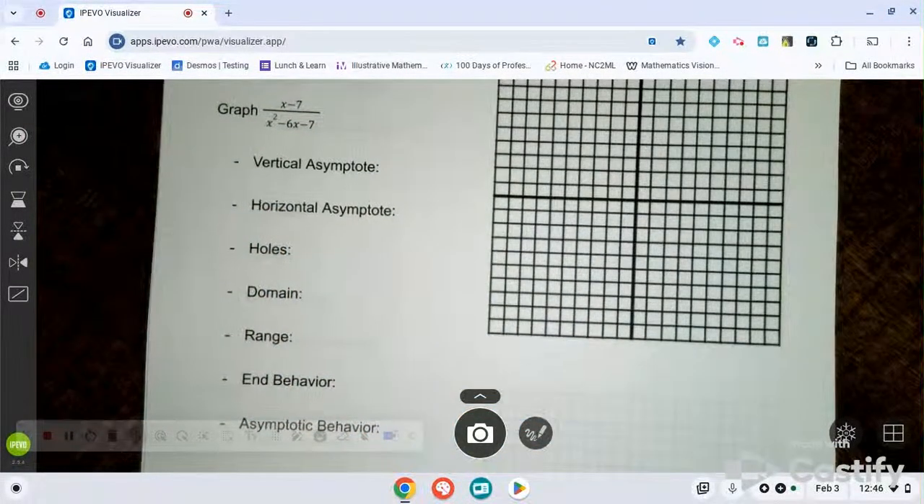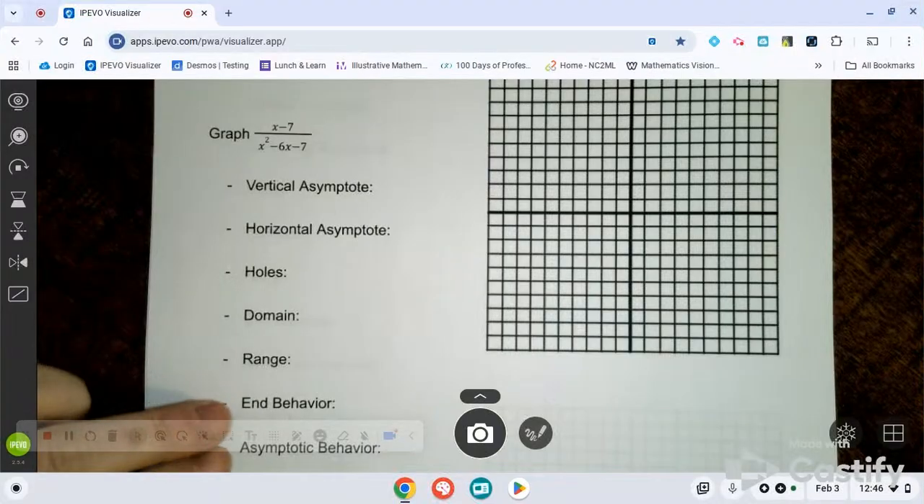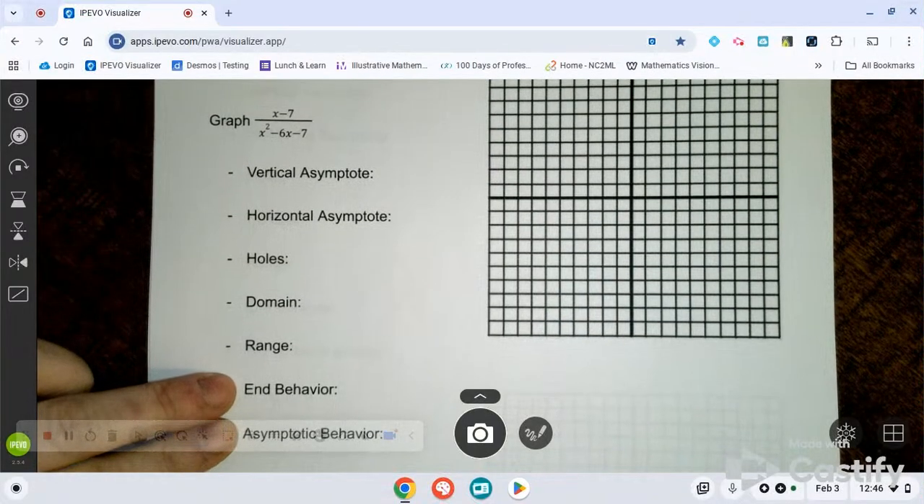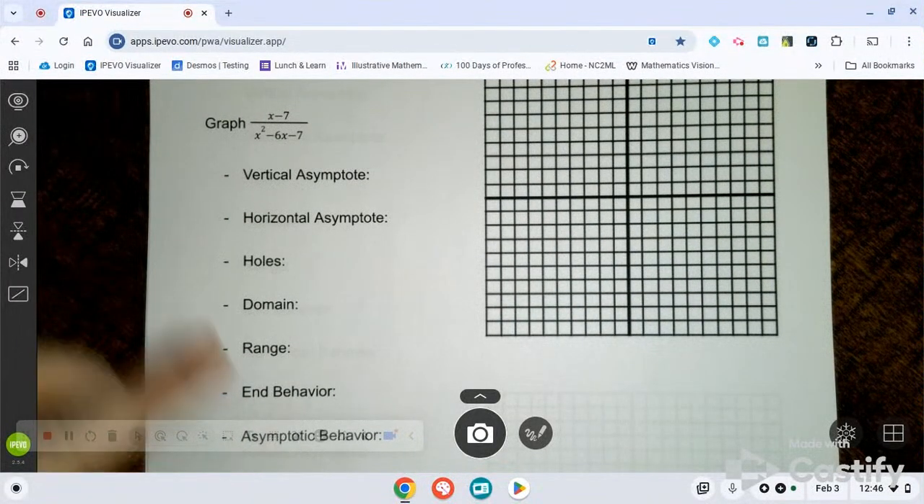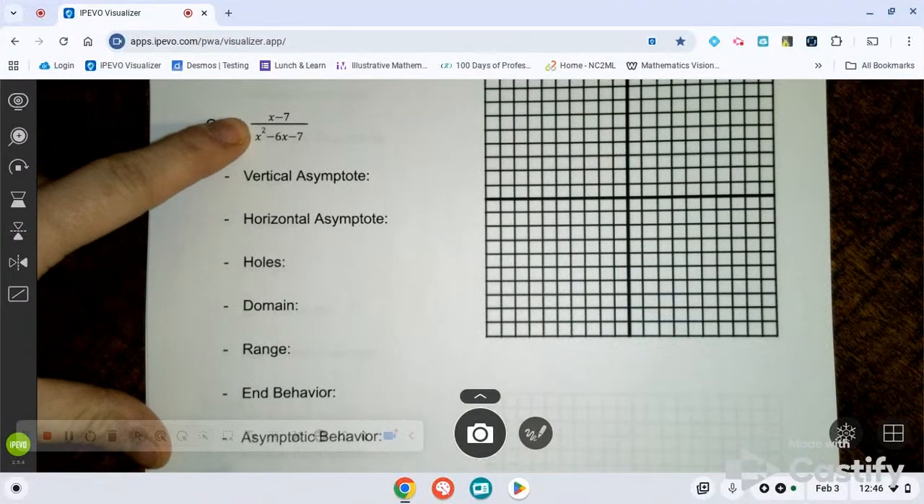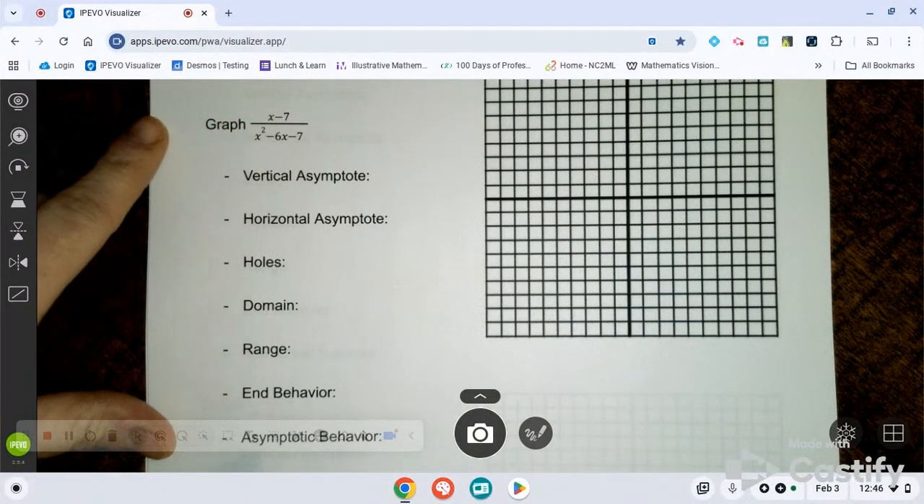Oops, we're going to start talking about analyzing these graphs and figuring out how to explain the domain and range and these two behaviors here at the bottom of the page. Those are going to be our new things that we're adding in. So before I can start looking at asymptotes, I have to factor this.